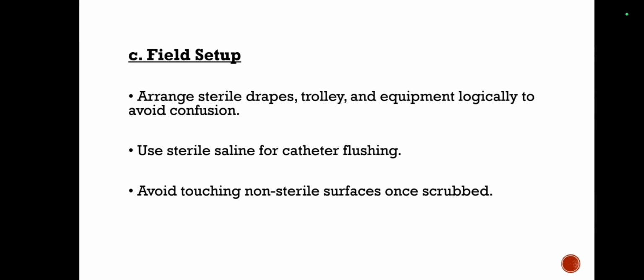Next is how we set up the field. So we should arrange the sterile drapes, trolley, and equipment that we usually use, so that there will not be any confusion. The next is to use sterile saline for catheter flushing. Next, avoid touching non-sterile surfaces while you are scrubbed.